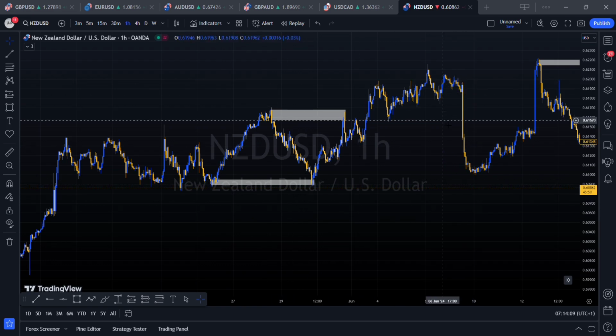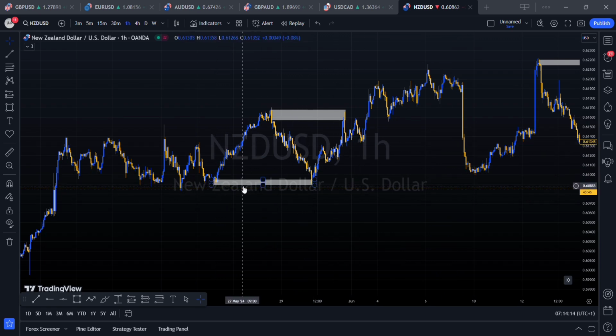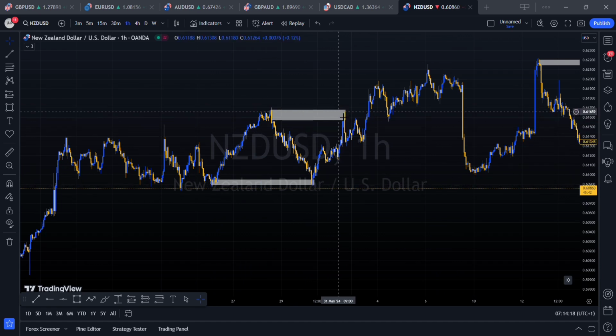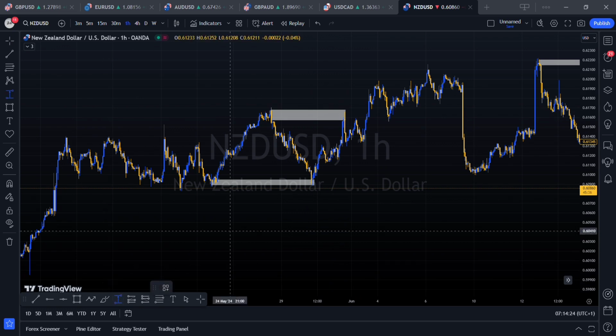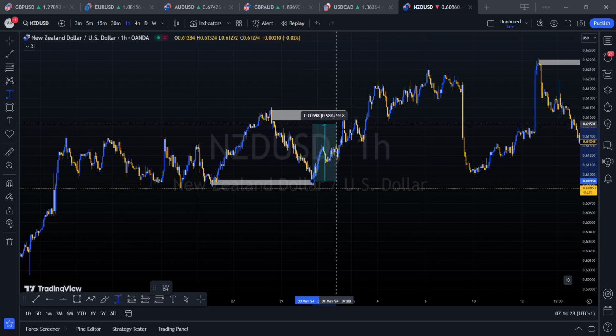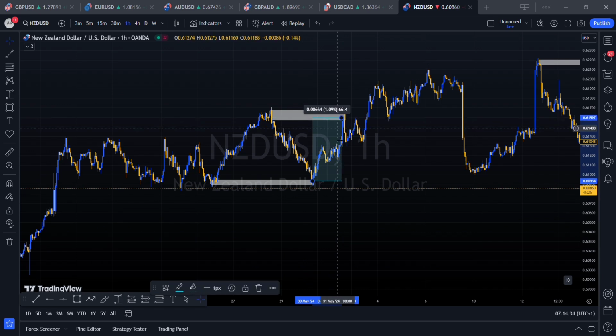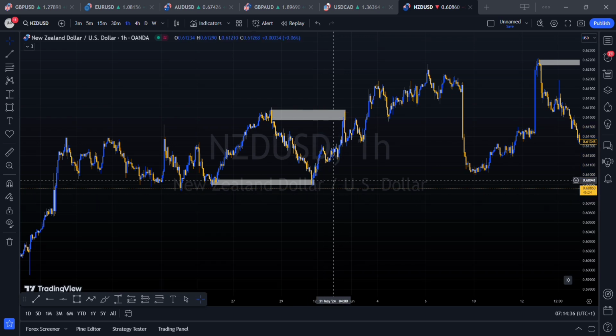But now see how our support got respected here. Price came down, respected the support area, and immediately bounced off to the upside to the resistance area. And now you can see the resistance area being respected. So obviously if you actually want to take this trade, this would have been a good win rate, a profit of about 66 pips. But a lot of people will want to actually hold the trade for long.